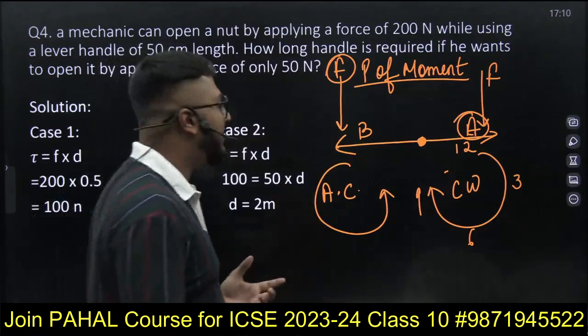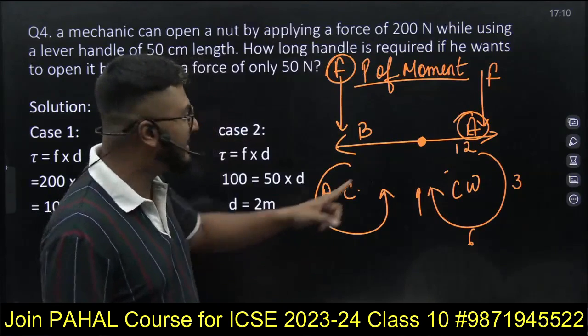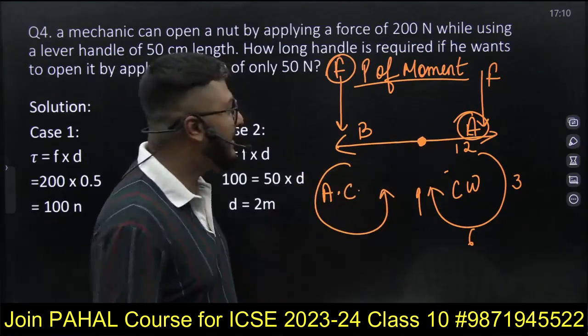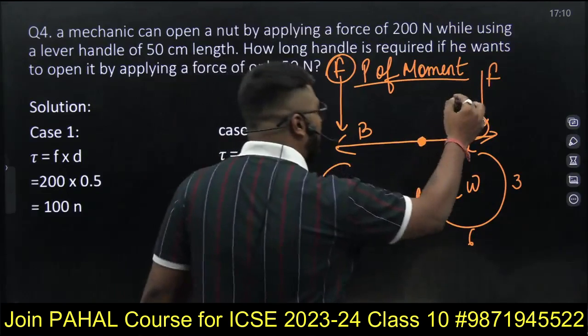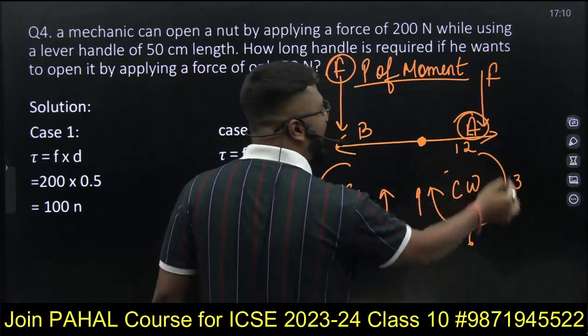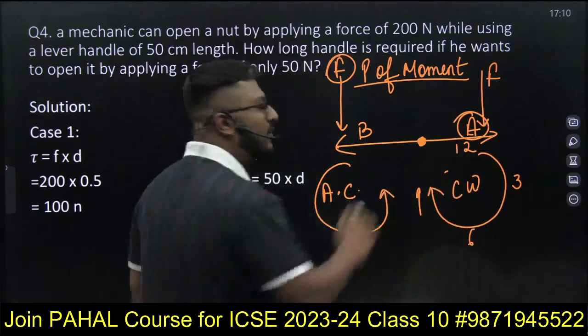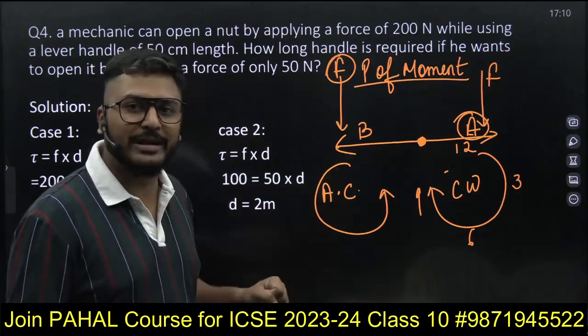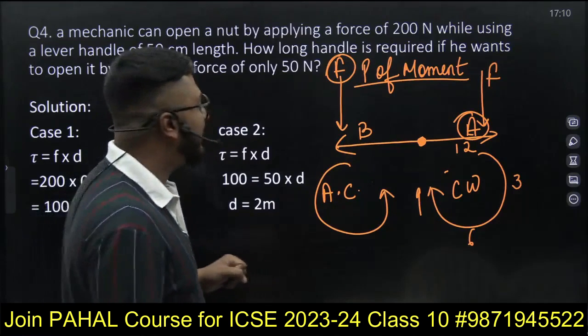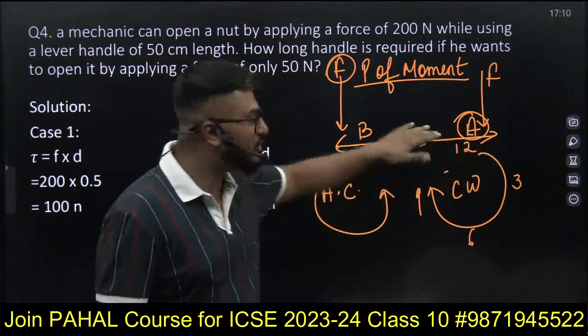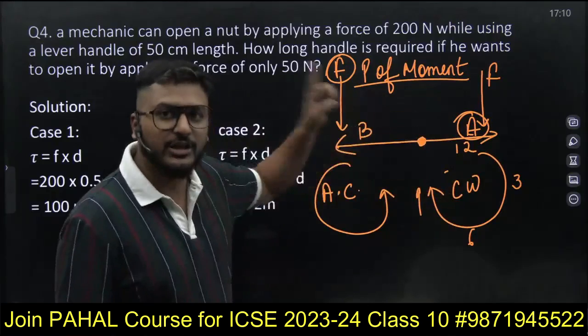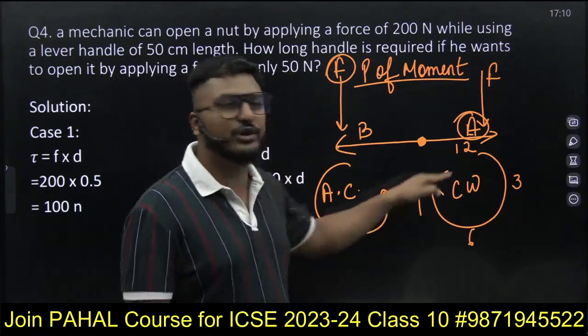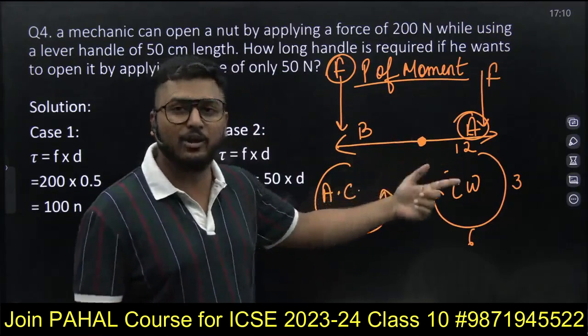प्रिंसिपल ऑफ मोमेंट कहता है कि if an object is at equilibrium, then in that case the moment in clockwise direction will be equal to the moment in anti-clockwise direction. That is, the force which is rotating this object in clockwise direction will be equal to the force which is rotating this in the anti-clockwise direction.